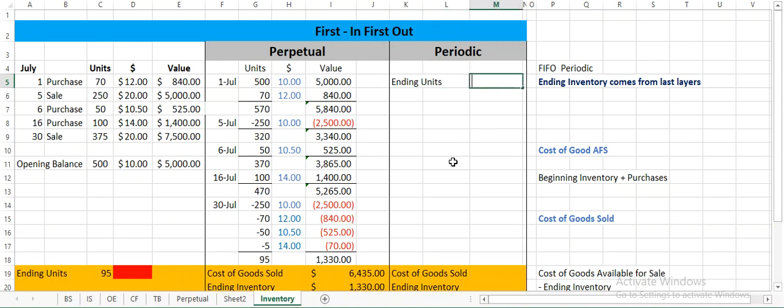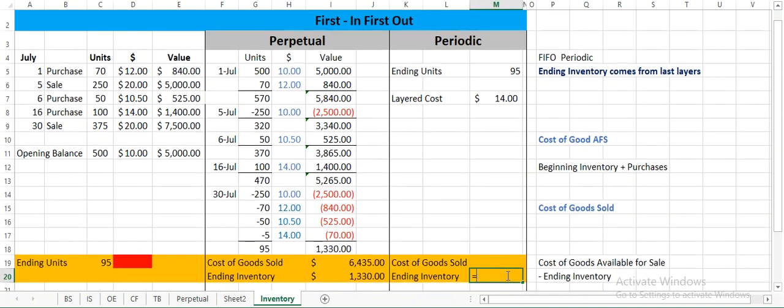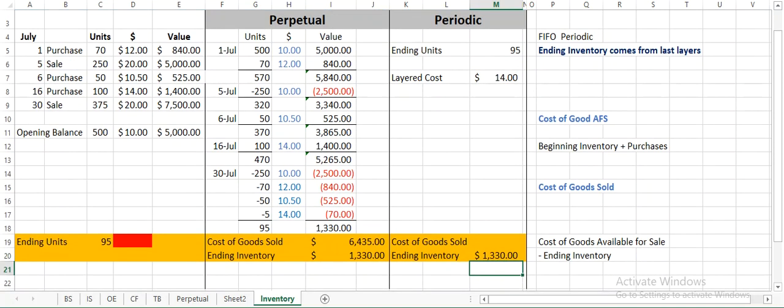And so therefore, we have our ending units is the 95 units, and the layer that we're going to take it from, this is layered cost, it's going to be this $14 here. And so it's going to be $14. So therefore, ending inventory is going to be equal to the 95 units times $14, 1,330. And the cost of goods sold is going to follow the formula that we have here, which is cost of goods available for sale minus ending inventory.